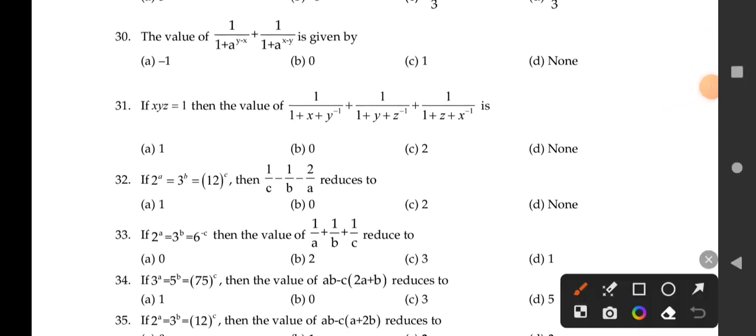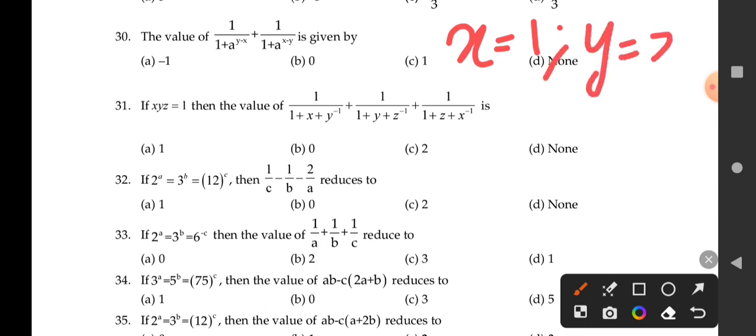Okay. Question number 30. Again, the values given in the options are in numerical form and we have an equation. So again, we are going to assume different numbers this time. Since if we assume x and y as the same, then it will become 0 and you might not get a correct answer for this question. Okay. So let us assume x is 1 and y is 2.